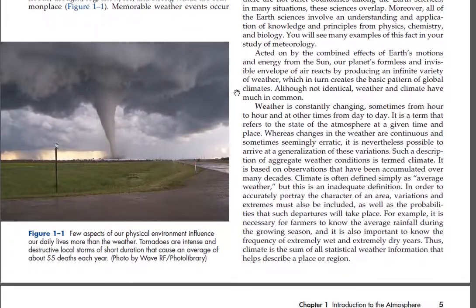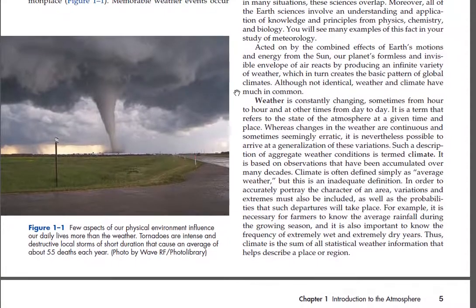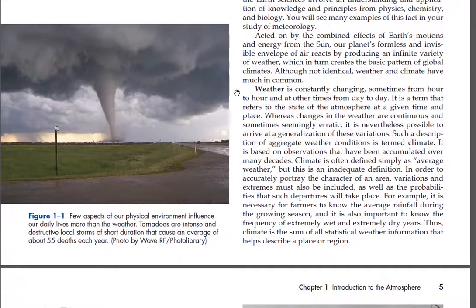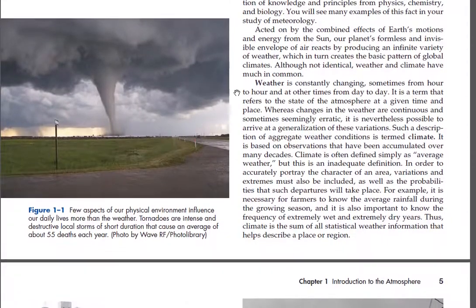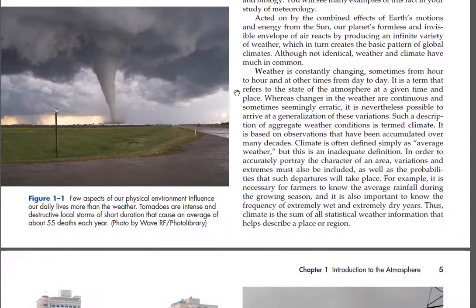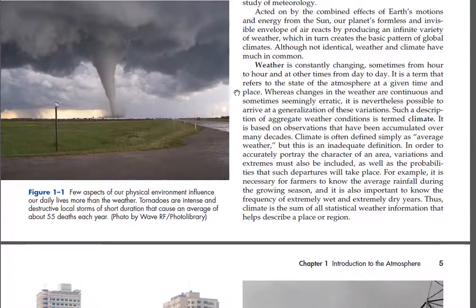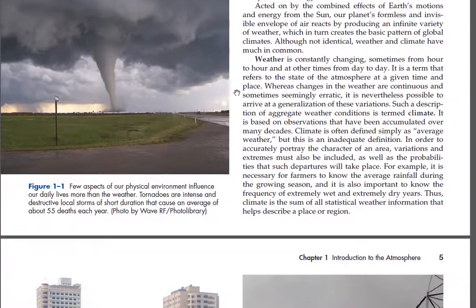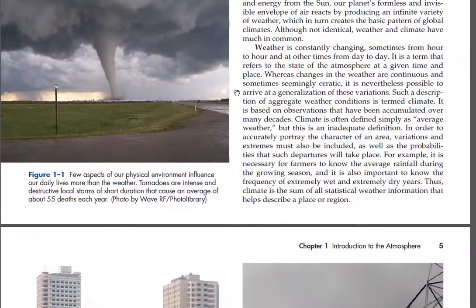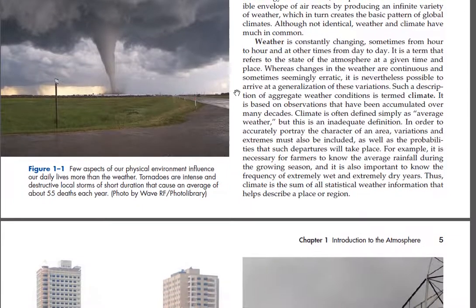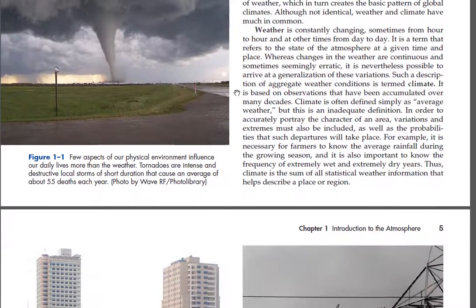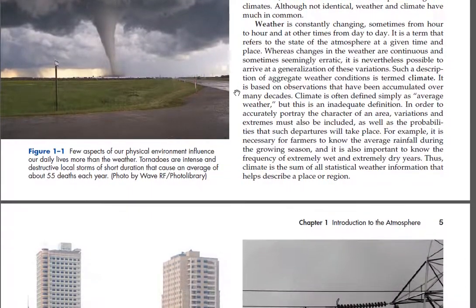Although not identical, weather and climate have much in common. Weather is constantly changing, sometimes from hour to hour and at other times from day to day. It is a term that refers to the state of the atmosphere at a given time and place. Whereas changes in the weather are continuous and sometimes seemingly erratic, it is nevertheless possible to arrive at a generalization of these variations. Such a description of aggregate weather conditions is termed climate. It is based on observations that have been accumulated over many decades.